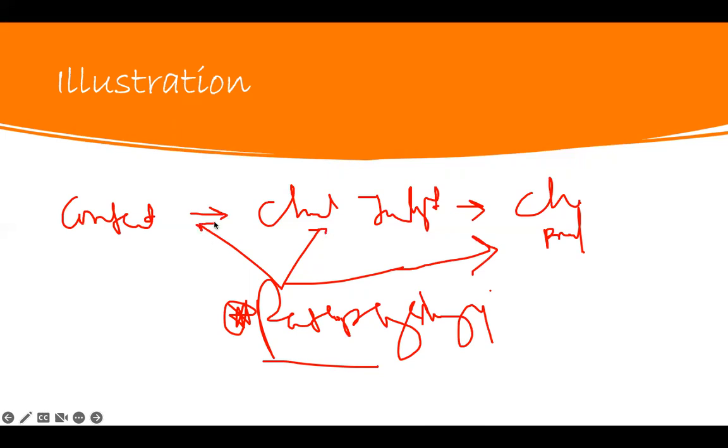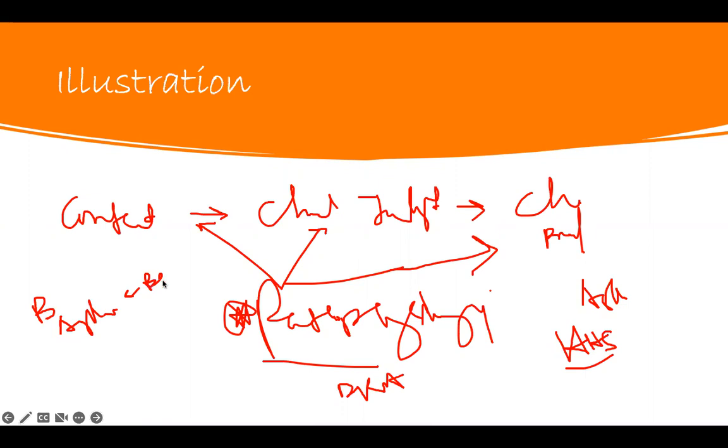Why will you have DKA? Why is there something called DKA? Why is there something called an asthma attack? Why is there something called hyperosmolar hyperglycemic state, HHS? Why do you have to be careful when somebody has asthma? You got to be careful you don't give them a beta blocker.